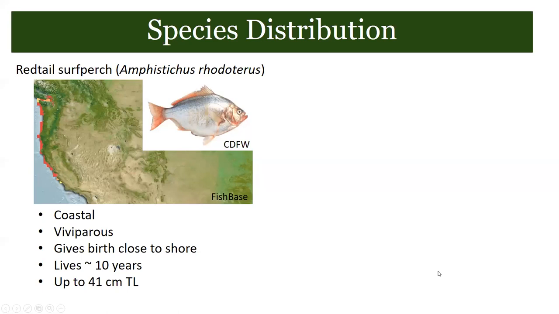Okay. So these two research projects are geared towards two different surf zone fish. The first is the red-tailed surfperch. This is a very coastal species. And when I say coastal, I mean they don't want to go any deeper than 10 meters in depth. Like most surfperch, they are viviparous. That means that they have internal fertilization and the females then give live birth in areas close to shore. They can live up to 10 years, according to the literature, but most of our research suggests that it's probably no more than 6 years. And they're fairly big for a fish. They get up to 41 centimeters in total length.